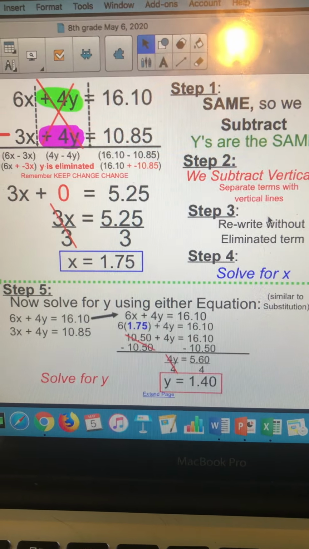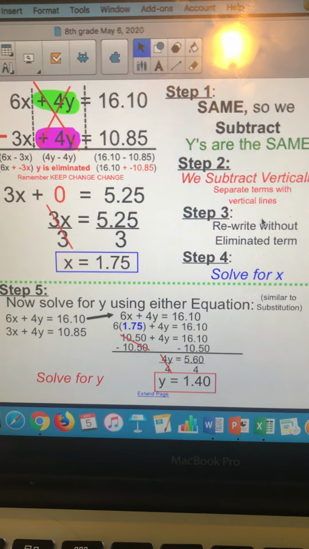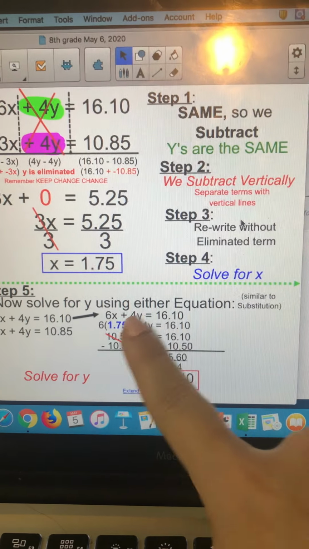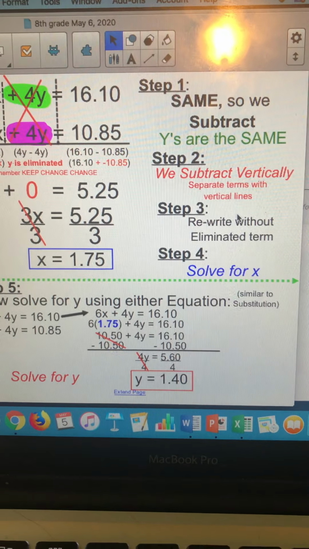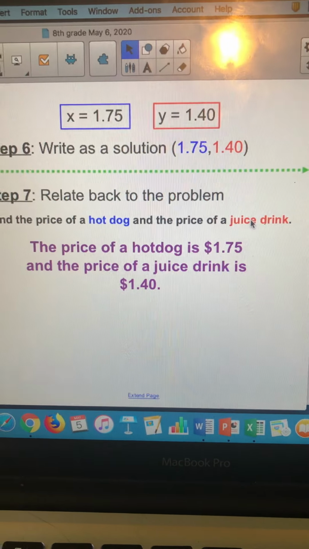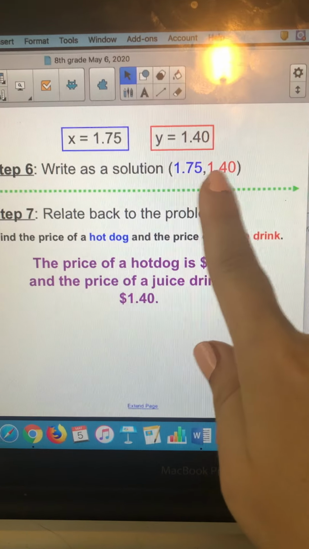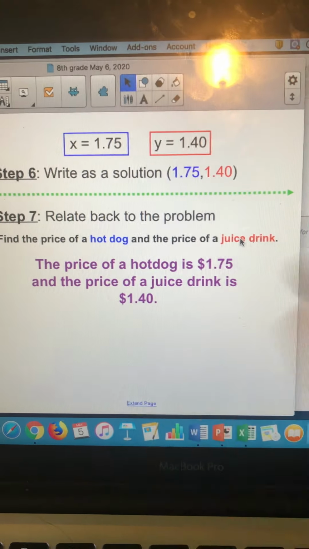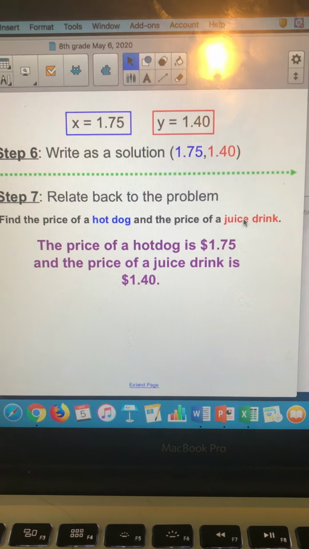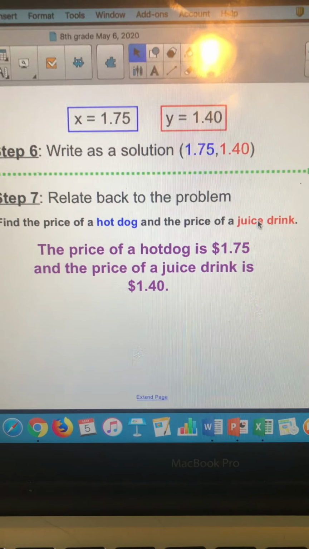So then we go on to our next step. We pick one of the equations to solve for y. I use the top one, plug in what you got for x, and we see that y equals 140. We then write that as our solution, 175 comma 140, and then we relate it back to the problem. So the price of a hot dog is $1.75, and the price of a juice drink is $1.40.